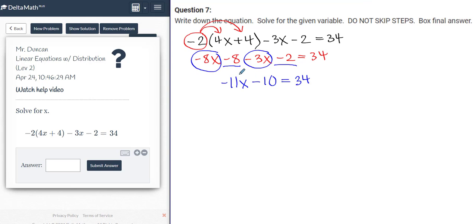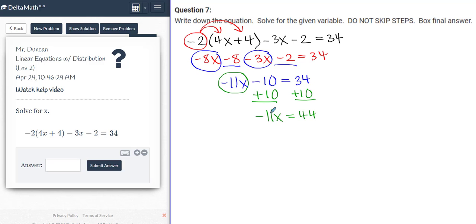After that, I'm going to go ahead. This is, again, my variable term. I want to isolate the variable term here by getting rid of this -10. So I will add 10. That would be the inverse operation on both sides because that's the properties of equality. Again, the -10, +10 cancels. So the left side simplifies to -11x is equal to 34 plus 10, which is 44.